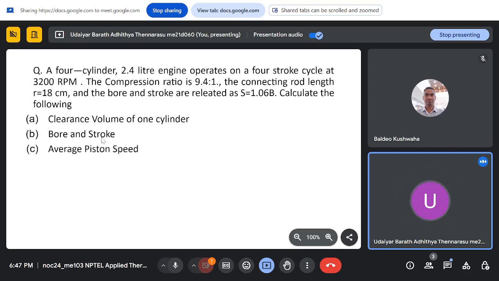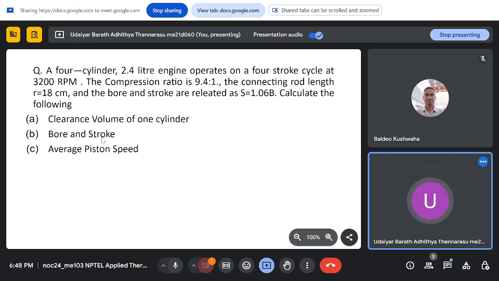Okay, so moving on to next question. A 4 cylinder 2.4 liter engine operates on a 4 stroke cycle at 3200 rpm. The compression ratio is 9.4:1. The connecting rod length R equals 18 centimeter, and the bore and stroke are related as S equals 1.06 B. So this is an over square engine. So S is 1.06 B. So calculate the following: A, clearance volume of one cylinder; B, bore and stroke; C, average piston speed.